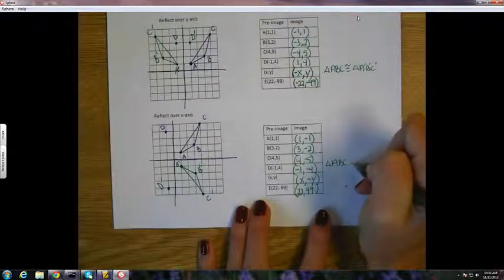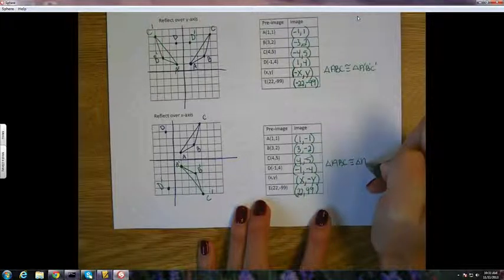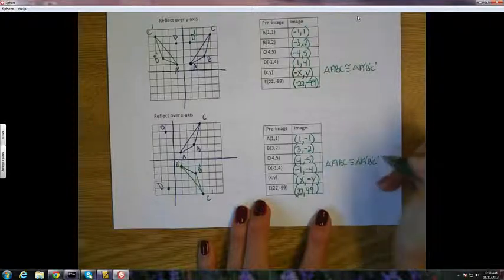is congruent to A prime, B prime, C prime. Okay.